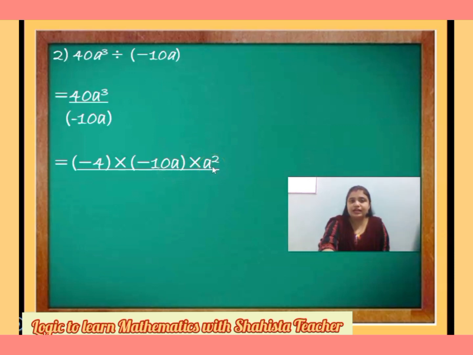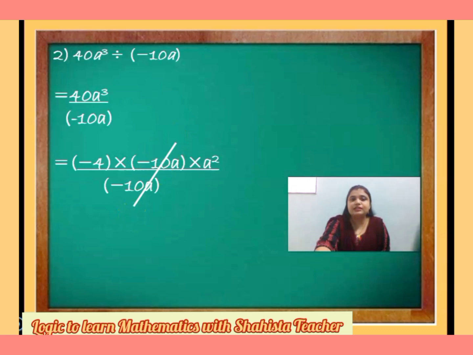So here a square multiplied by a gives us a cube, and the denominator will be as it is, that is minus 10a. After this, the common numerator and common denominator get cancelled. Here the common term is minus 10a, so this common term gets cancelled.